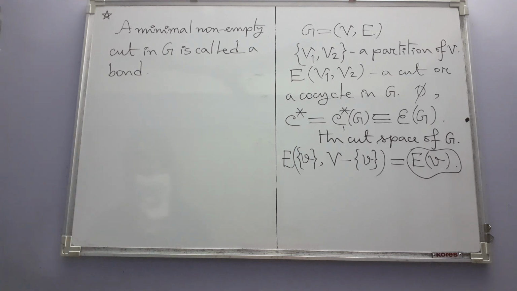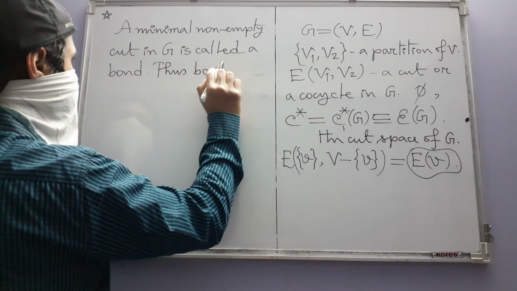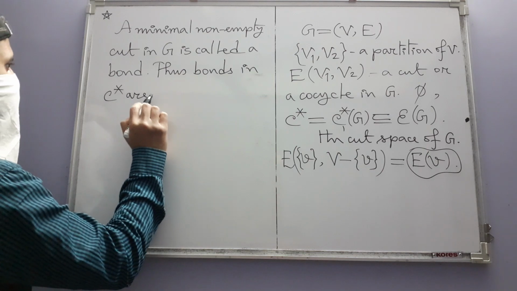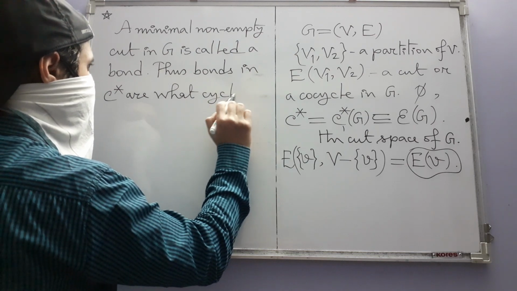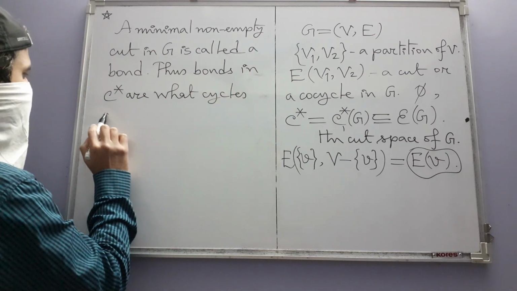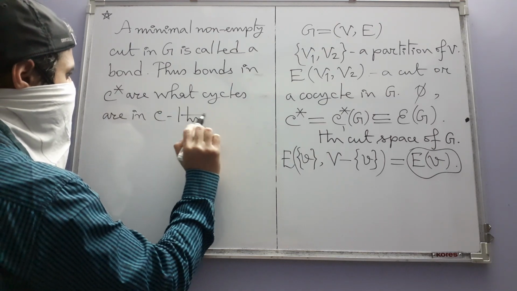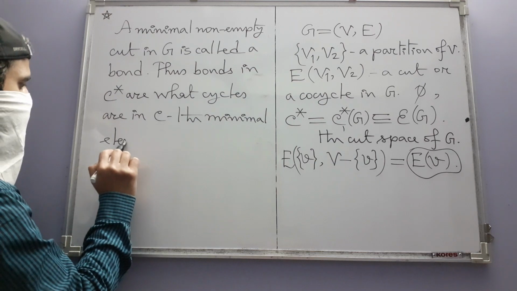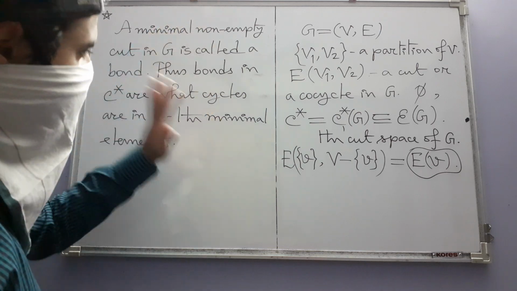Okay, so that is the first thing, and then thus bonds in the cut space are what cycles are in the cycle space, that is the minimal elements. Okay, let us first try to understand this much.